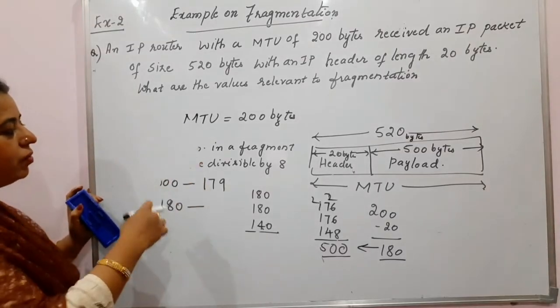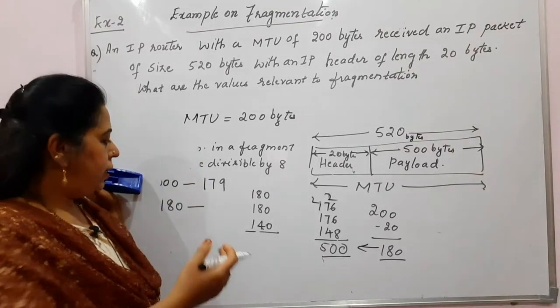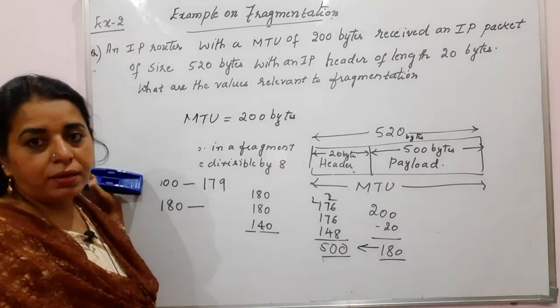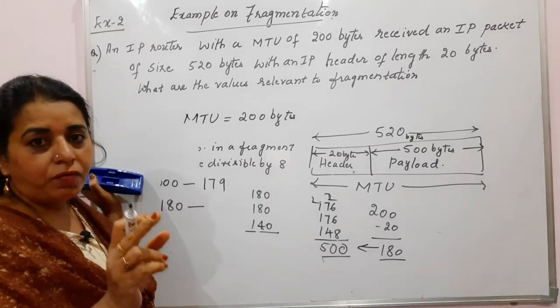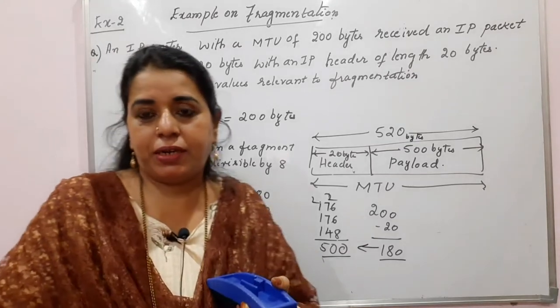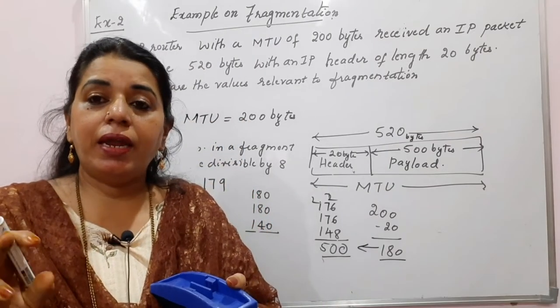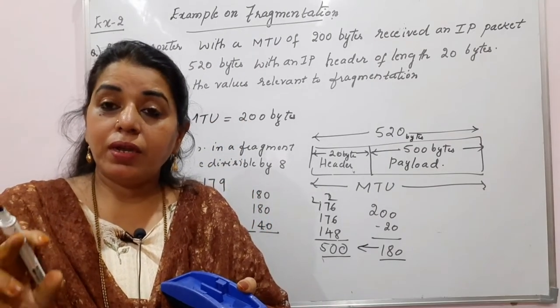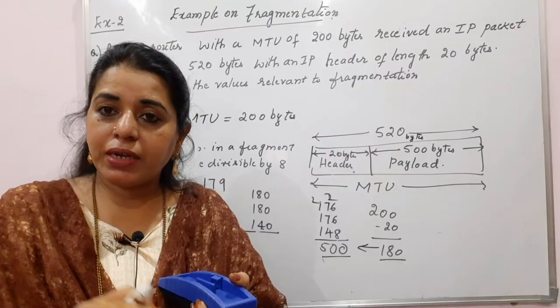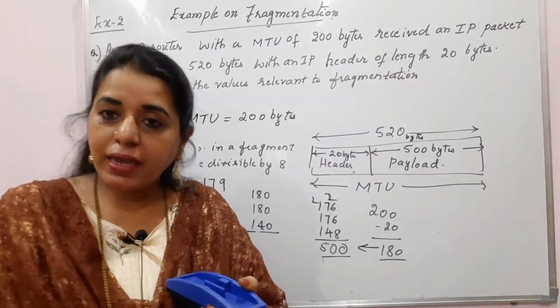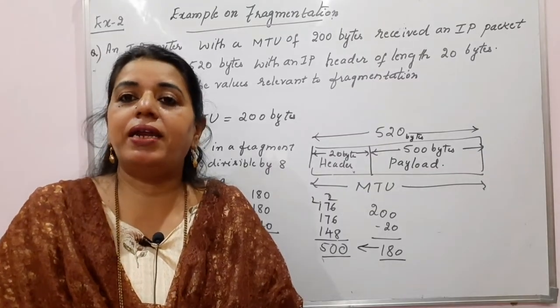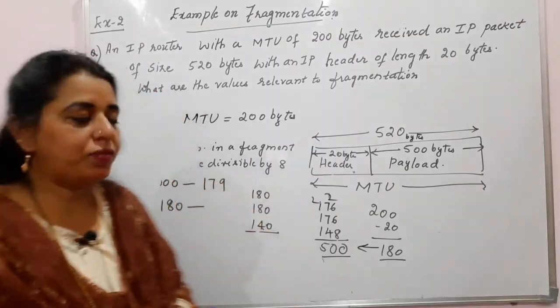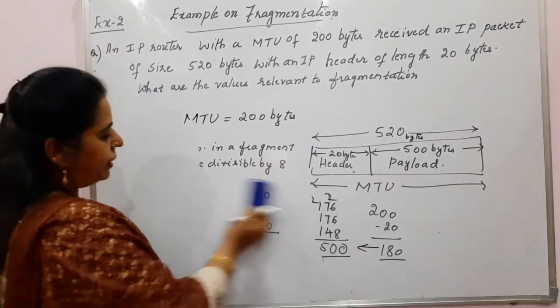Now, why are we saying the first byte number in the fragment should be divisible by 8? Because if you remember, one field in the fragmentation is the offset. The unit of measurement for the offset is 8 bytes. So hence the first byte number definitely has to be divisible by 8 if you are writing the offset value in terms of 8 bytes.